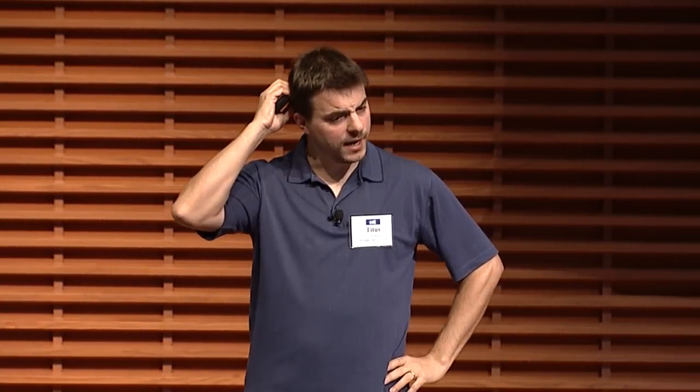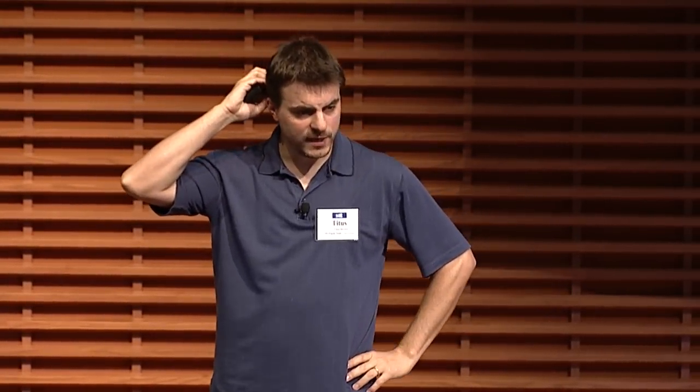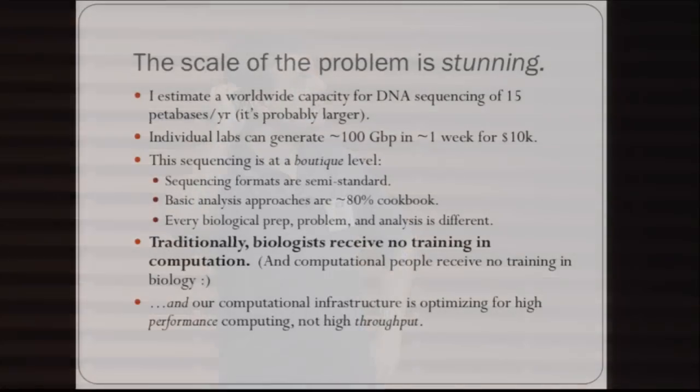OK, so I was glad to see Jacek put up some numbers. So I estimate the worldwide capacity for DNA sequencing to be about 15 petabases per year. That's based on public estimates from Illumina of the number of machines they've sold. It's probably quite a bit larger. Individual labs can generate 100 gigabases in 1 week for about $10,000. And the reason I like to point this out is it's not like we have one company or 5 centers around the world that are doing this sequencing.